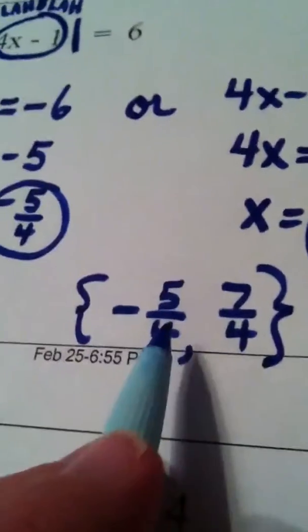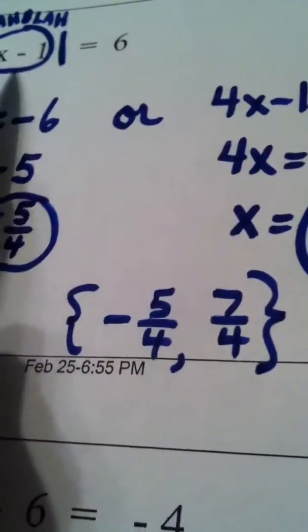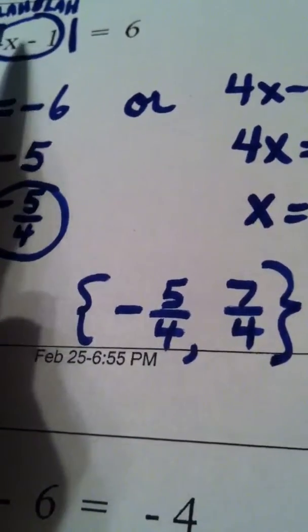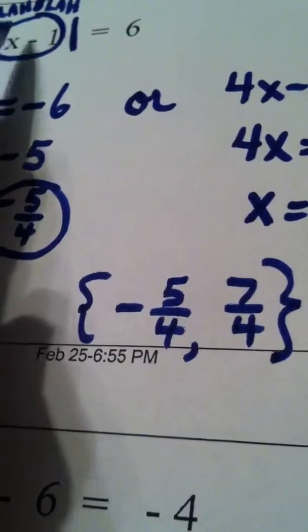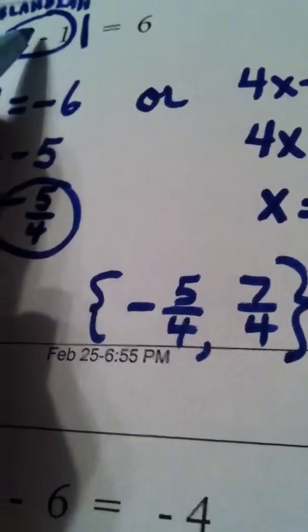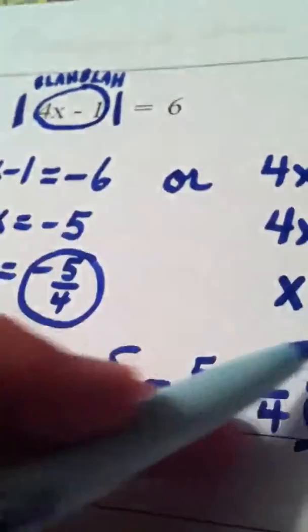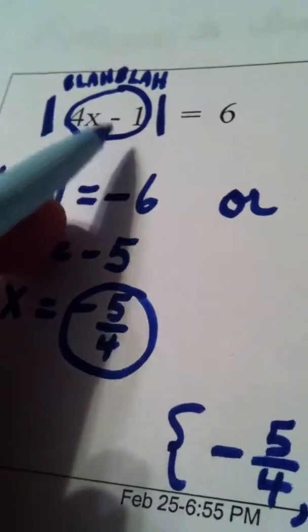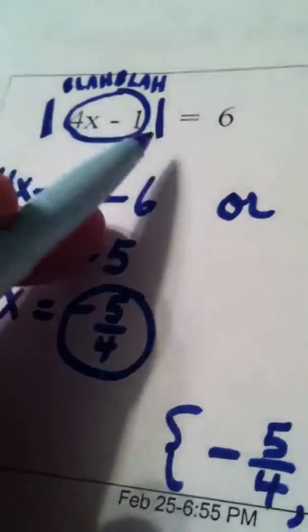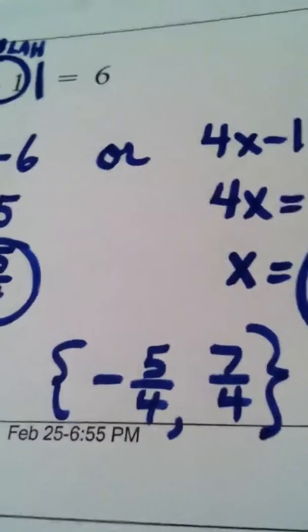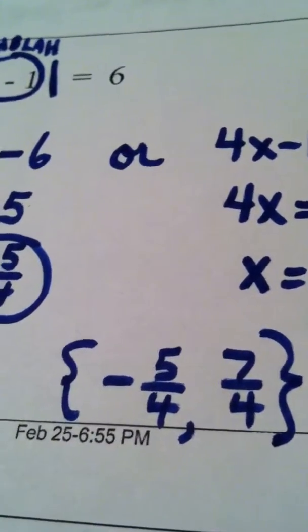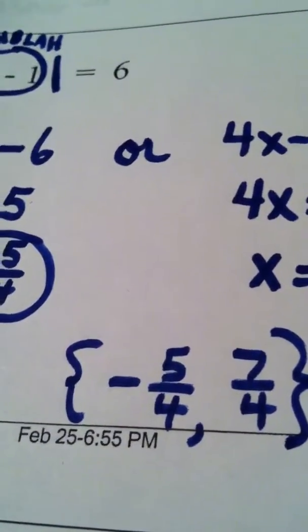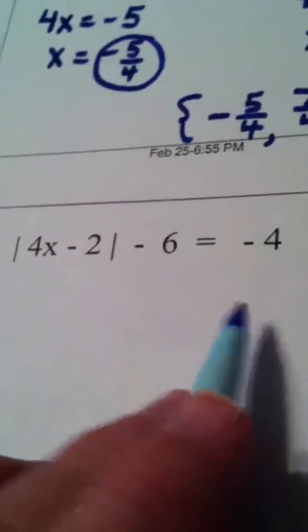And if you checked them, they would both work. If you went up here and plugged in negative 5/4, the 4's would cancel. Negative 5 minus 1 is negative 6. Absolute value of negative 6 is 6. If you plugged in 7/4, the 4's would cancel. 7 minus 1 is 6, and the absolute value of 6 is 6. So even though you don't have to check them, it's easy to plug them in and see that they both work.